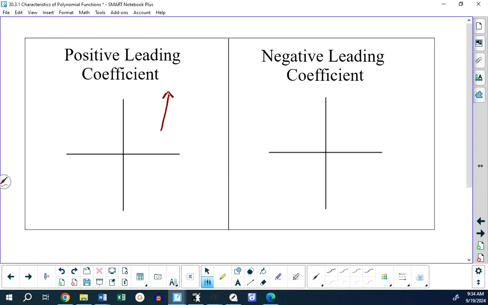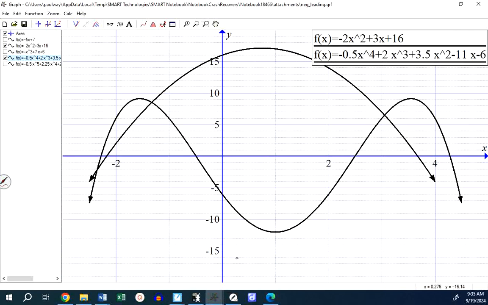Now, if it's a positive leading coefficient that's even, then both arms are up. If it's a positive leading coefficient that's odd, then the right arm is up and the left arm is down, because the right arm must be up. Here are, and I didn't go to town like I did with the other ones. I didn't give you like 15 or 20 of them.